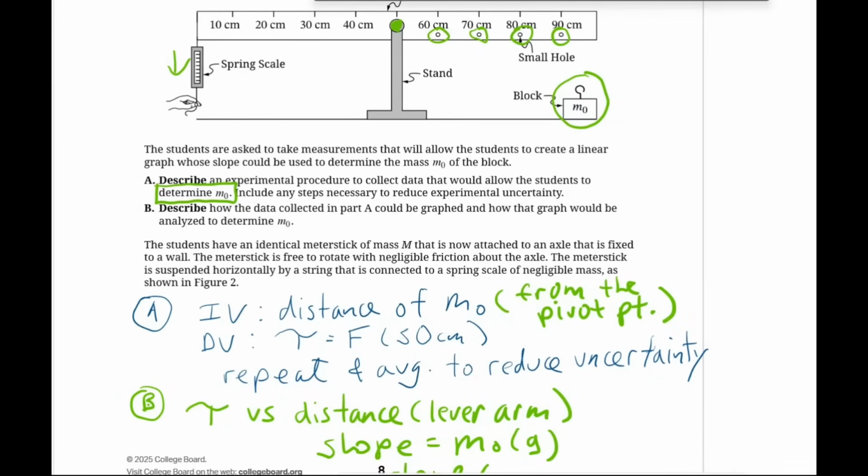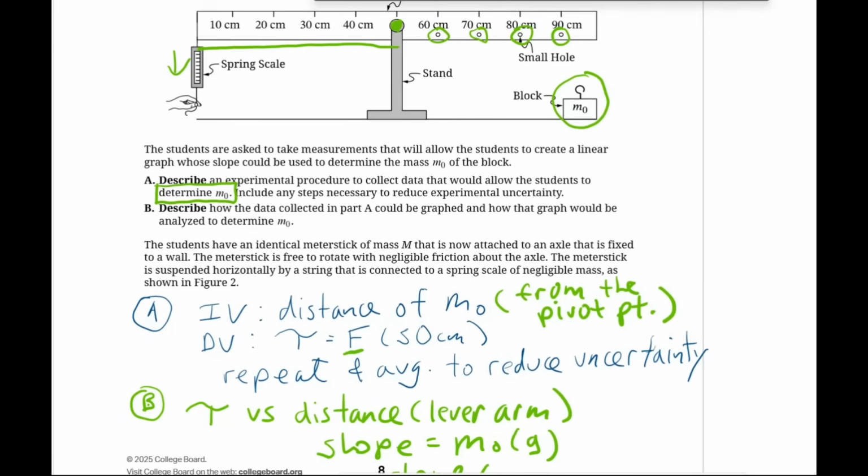All right, secondly, my dependent variable would be the torque. The torque would be the force from the spring scale. So this F over here is our force from the spring scale, and then its lever arm is always 50 centimeters because it's a full 50 from our pivot point from 0 to 50. Now we can go ahead and hang the mass from those different holes, pull the spring scale until the meter stick is as level as possible, and then record our force from the spring scale.